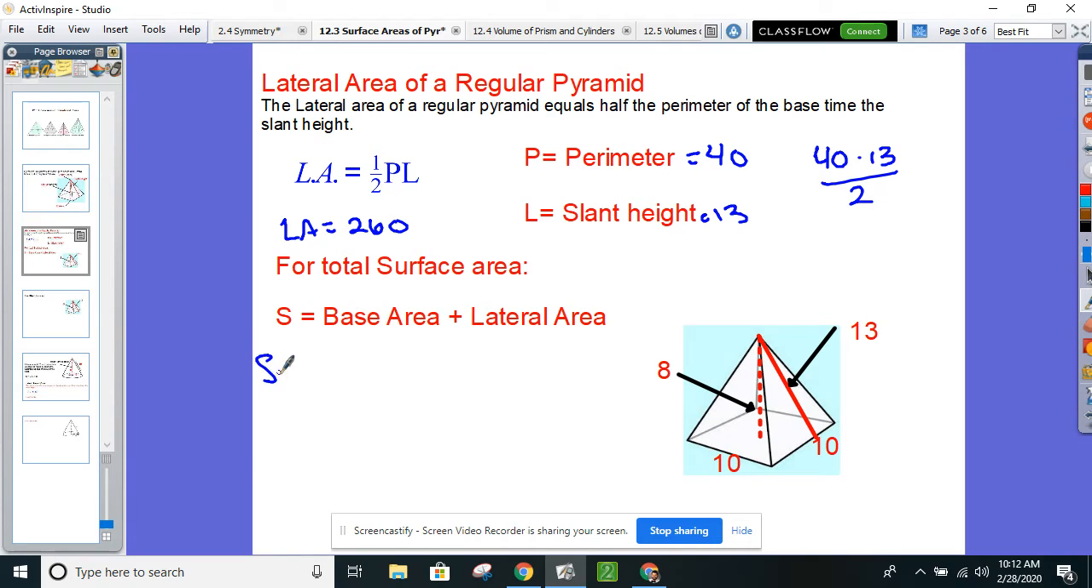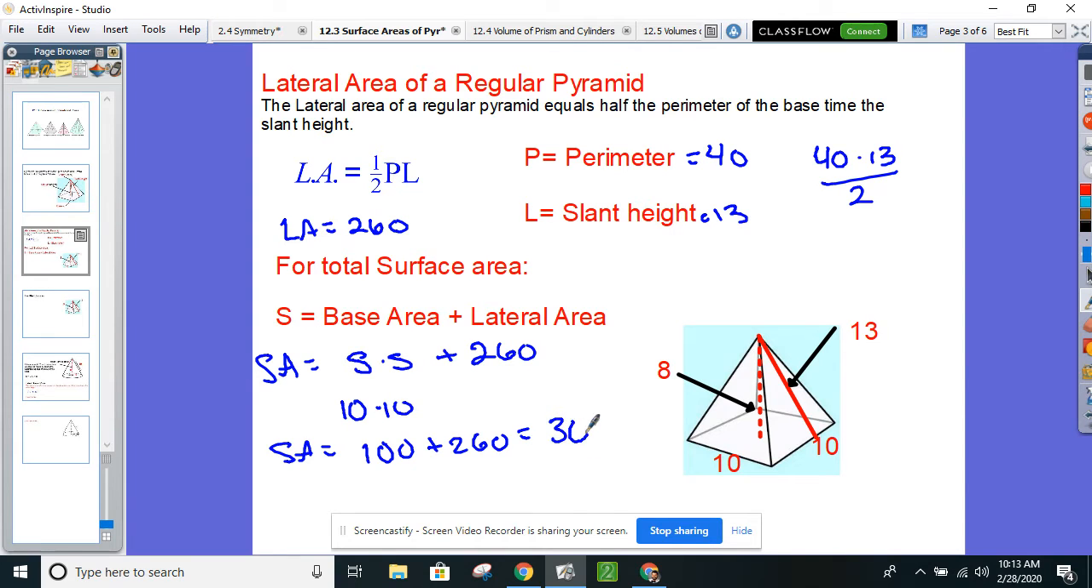All right, so let's find the total surface area. We take the area of the base. Now the base is a square, so we do side times side plus the lateral area. Side times side will be 10 times 10. We get 100. We bring down that 260. Our total surface area for this pyramid is 360 units squared. Remember, we're talking about area, so it's in square units.